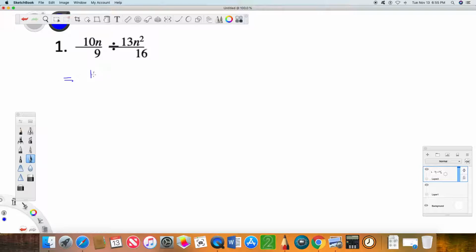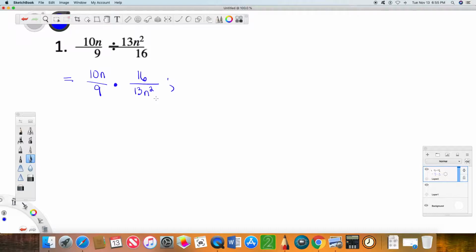We've got 10n divided by 9. We leave the first fraction alone. If I change the division to multiplication, I have to take the reciprocal of the divisor. I have to flip it. So the 16 goes to the numerator, and the 13n squared goes to the denominator. Well, you can see now I have a potential problem. I have a variable in a denominator.